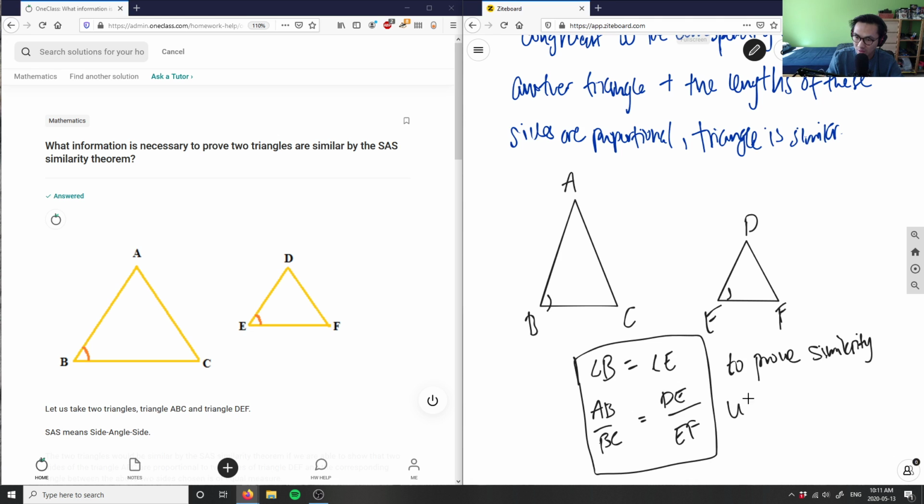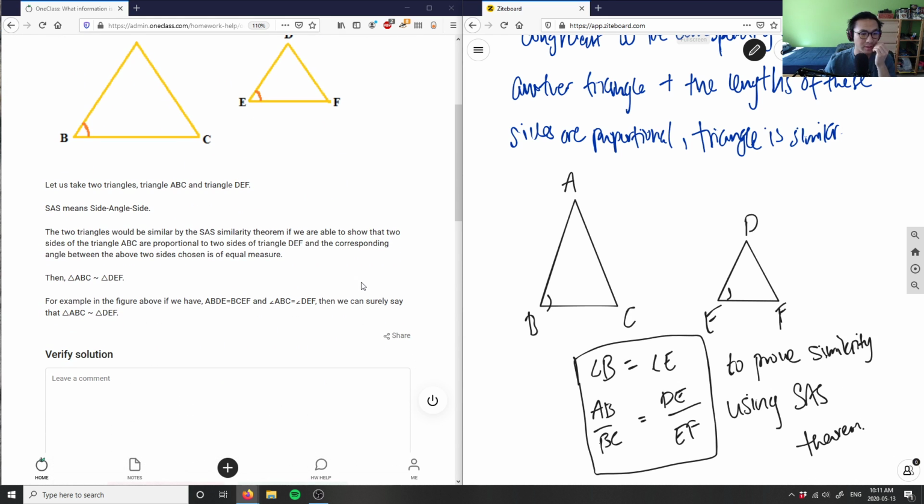Using, writing's not that great today, sorry, using the SAS theorem. So let's look at the answer here. And it says here side angle side, which is good. Two triangles would be similar if they're able to show that two sides of the triangle ABC are proportional to two sides of the triangle DEF. So then ABC would be similar to DEF, right? So we can say that AB over DE equals BC over EF here, and this is what I have as well, right? Then we could surely say that the triangle ABC is similar to DEF here.